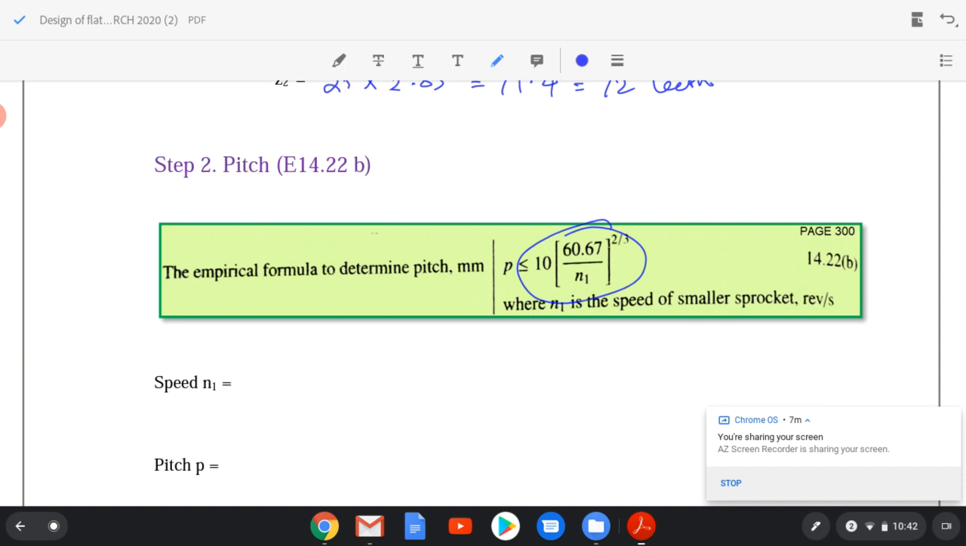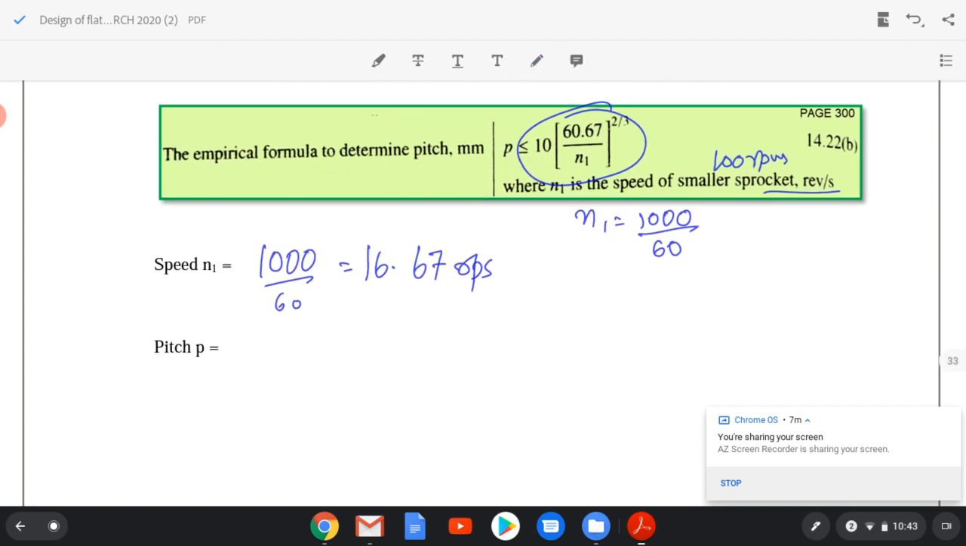N1 is the speed in RPS. You have to make sure that you put in RPS. Here N1 equal to speed of the smallest sprocket, that is 1000 rpm. So 1000 rpm divided by 60. When you substitute that value, N1 equal to 1000 by 60 equal to 16.67 rps. When you substitute this value, I will get pitch should be less than or equal to 23.67 mm.